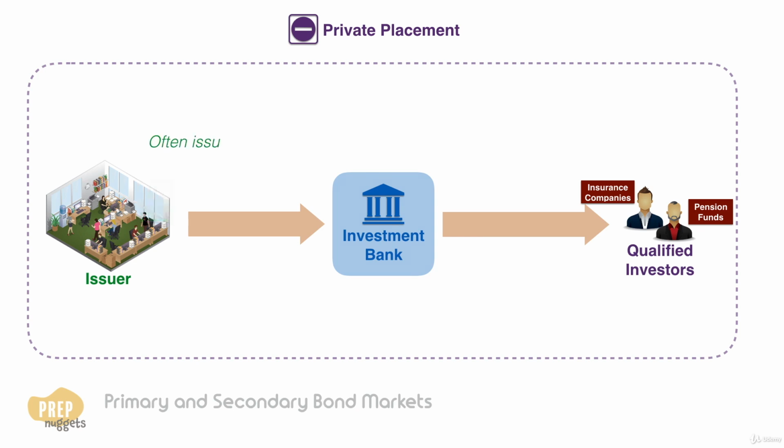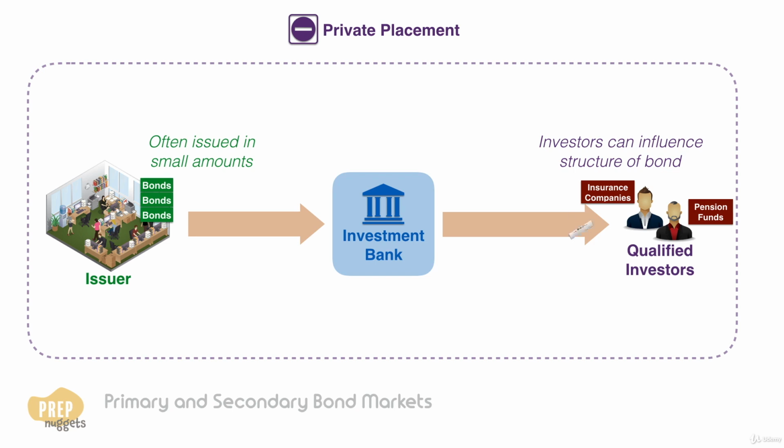Privately placed bonds are often issued in small amounts, at times by unknown issuers. As the bond's indenture can be negotiated directly with the investors, they can influence the structure of the bond issue. They include considerations like collateral backing, credit enhancements, and covenants.